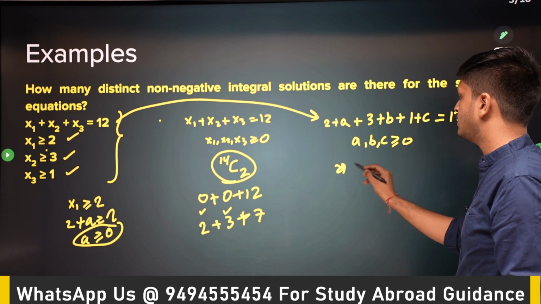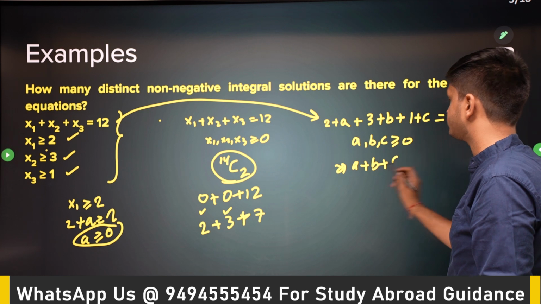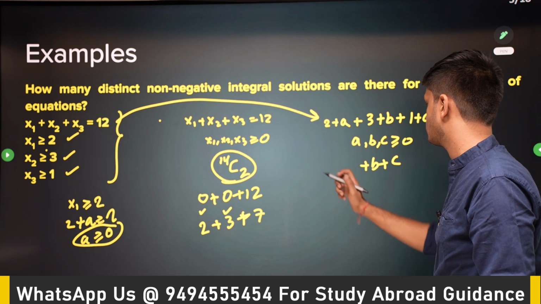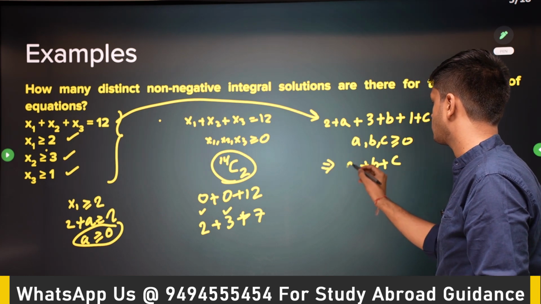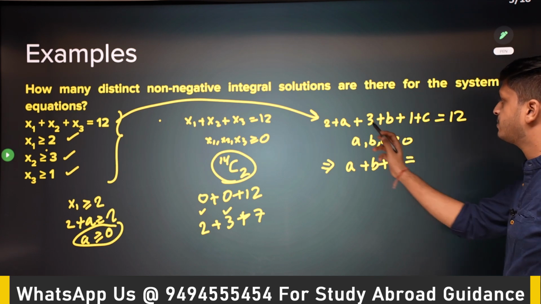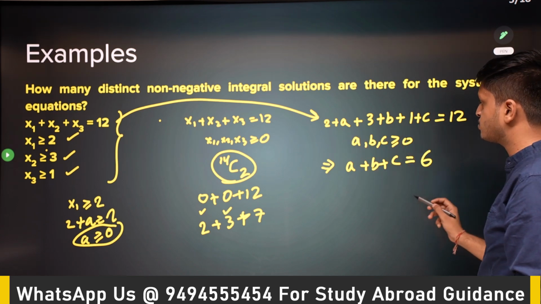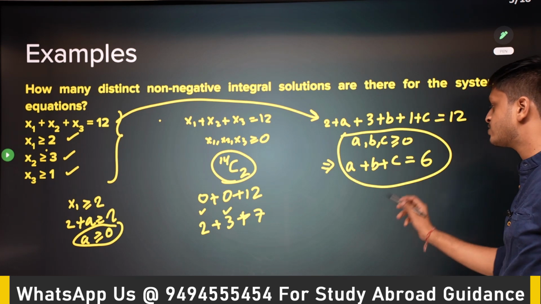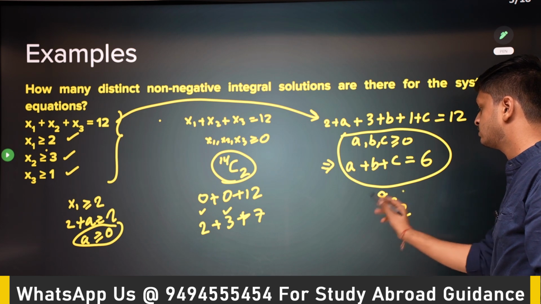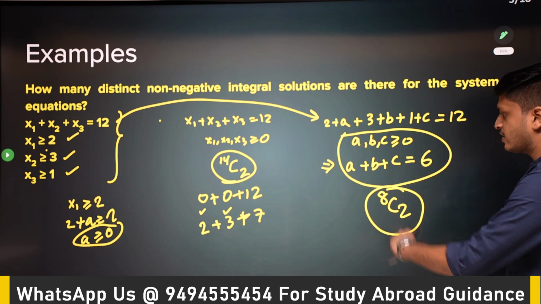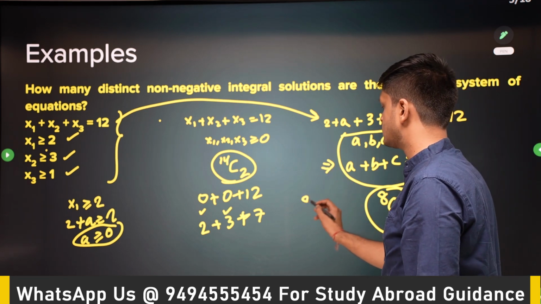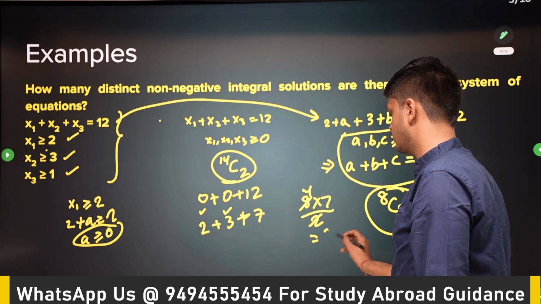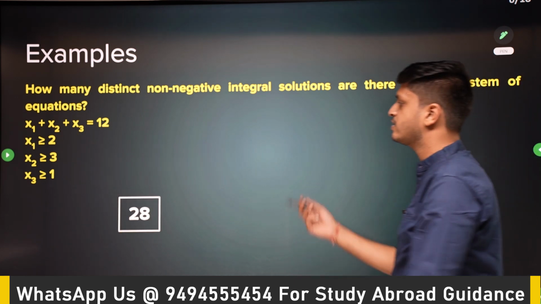So this equation is nothing but a plus b plus c equal to what? 12 minus 3 minus 2 minus 1, which is 6. A plus b plus c is equal to 6 where a, b and c are greater than or equal to 0. You already know how to solve it. 6 plus 2, 8 C2 solutions. N plus r minus 1 choose n minus 1. So 8 C2 solutions are there to this equation, which is 8 into 7 by 2, 28. Okay, there are 28 solutions to this equation.